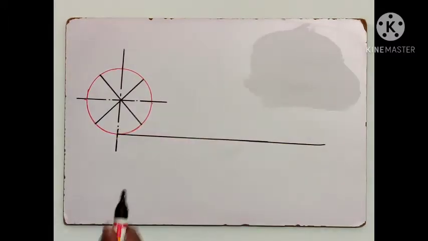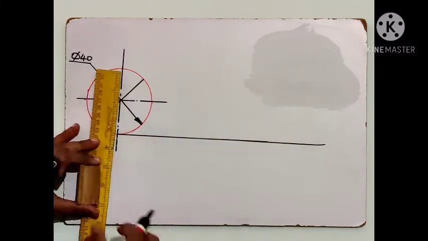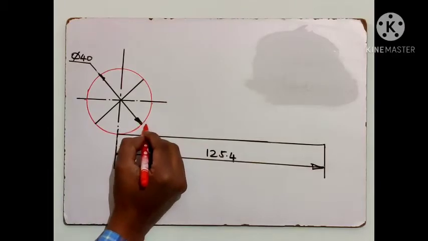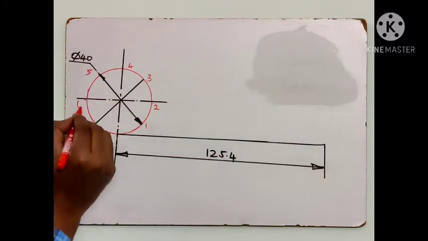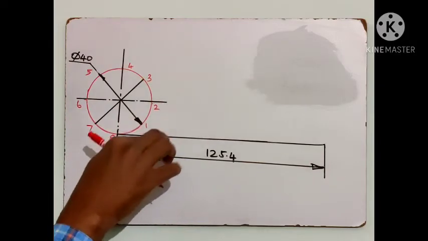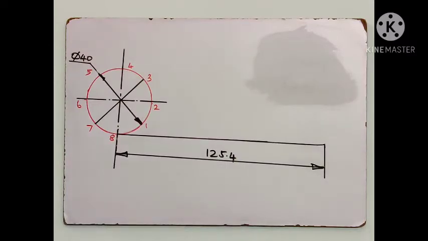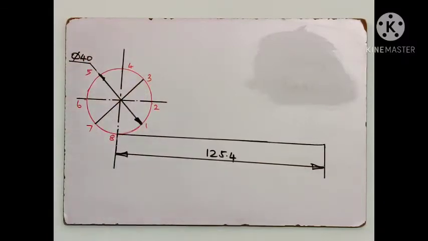Let's dimension this. I am going to use any one of these lines for dimensioning. If you are assuming it to be in the clockwise direction, then you need to number in the anti-clockwise direction, starting from this point. This is my 1, 2, 3, 4, 5, 6, 7 and 8. The reason is when it rotates, the first point will come into contact first, then 2, 3, 4, and in the end the 8th point will come into contact. That's why if you are assuming it to be in the clockwise direction, the numbering should be done in the anti-clockwise direction. So this is the next step.